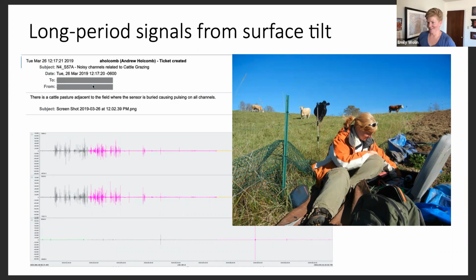And you can see one of our data quality analysts has said, we know there's cattle here. This is fine. We had initially thought the sensor might be broken, but after looking at satellite photos and talking to the landowner, we're like, oh, it's cows. There you go.